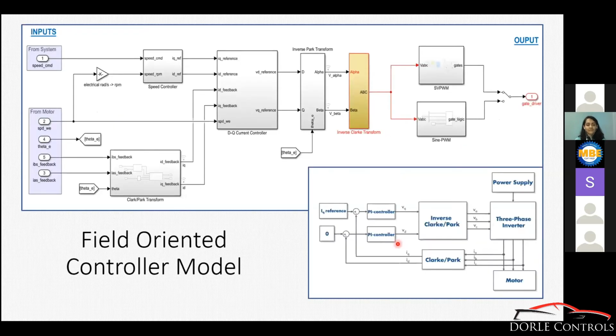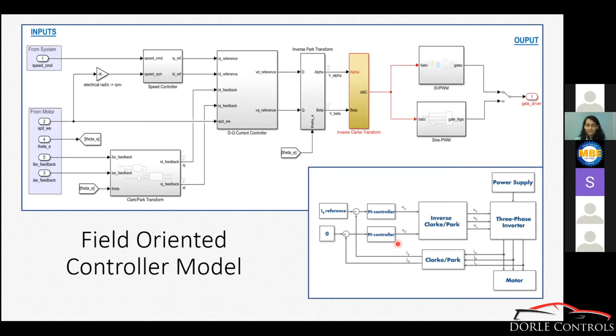The controller model has feedback inputs, the stator currents, which are directly fed to the Clarke-Park transform block. The Clarke-Park transform block does the mathematical modeling and converts the three-phase currents into two-phase components. Then these two-phase components are controlled individually using a PI controller. The PI controller is in the DQ current controller subsystem.